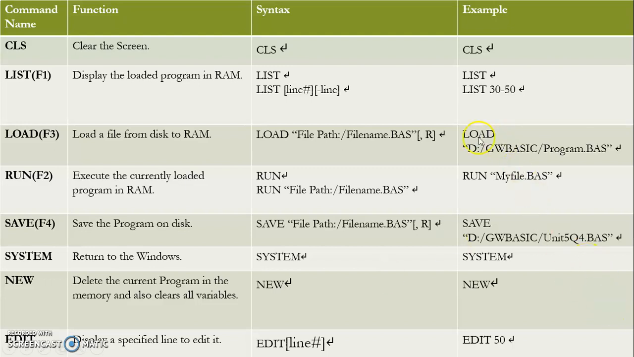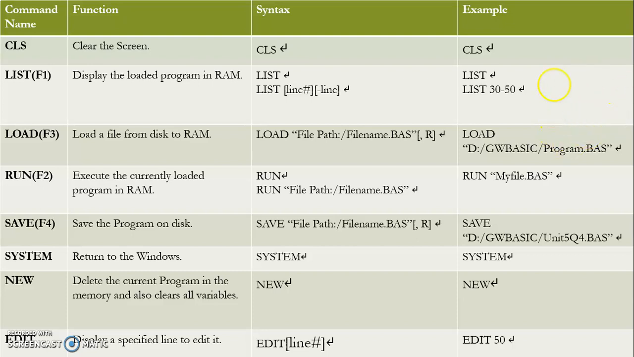Here is the example in which we are just loading the program. After typing the load command, we have given the file path and name within double quotation marks. D:/GW basic is the name of the folder where the program .bas is saved. So from the D drive GW basic folder, the program .bas will be loaded into our memory.